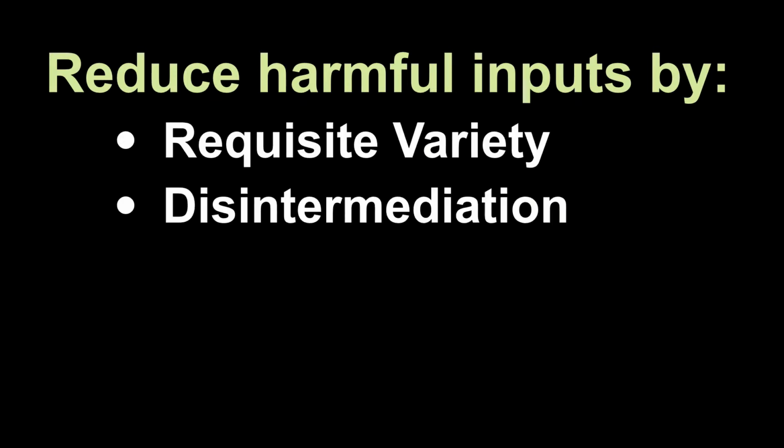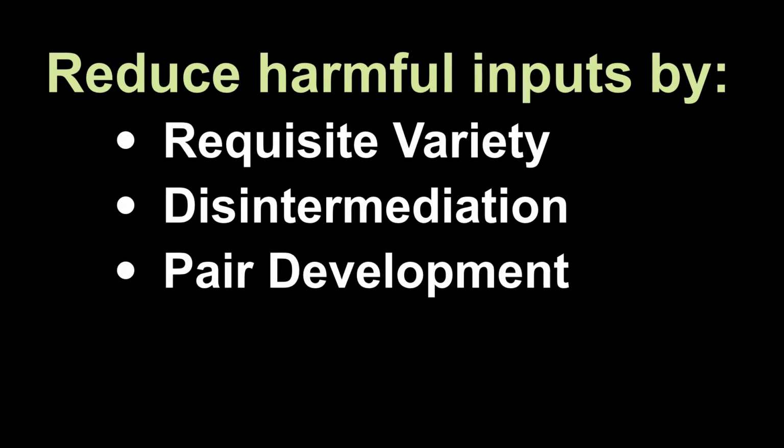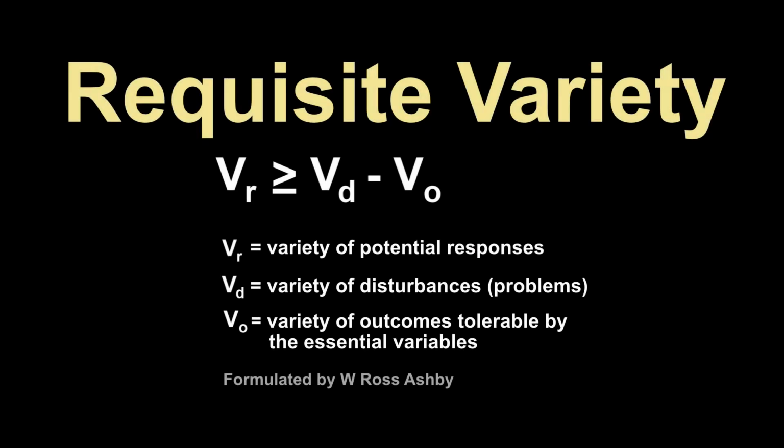Approaches to reduce potentially harmful inputs and reduce potential damage from harmful inputs include requisite variety, disintermediation, and pair development. The concept of requisite variety can be used to emphasize the importance of having a diversity of potential responses in a development environment. The law of requisite variety can be stated as, for a system to be viable, only a variety in responses can force down the variety due to disturbances.